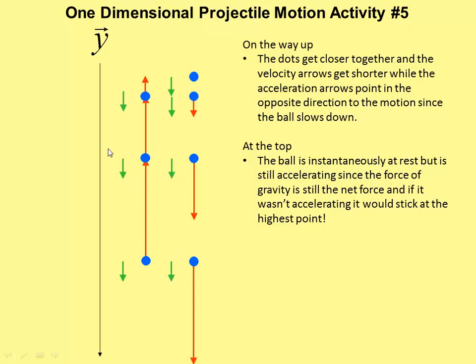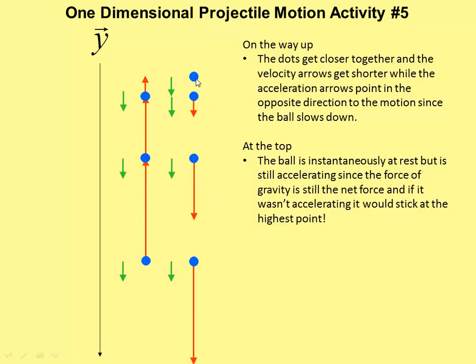Now, how do we know it's accelerating? Well, think of it 2 ways. First of all, from a Newton's second law perspective, at the highest point, gravity is still pulling down on the ball. And so gravity is still providing a net force and therefore accelerating it just like it is on the way up and the way down.